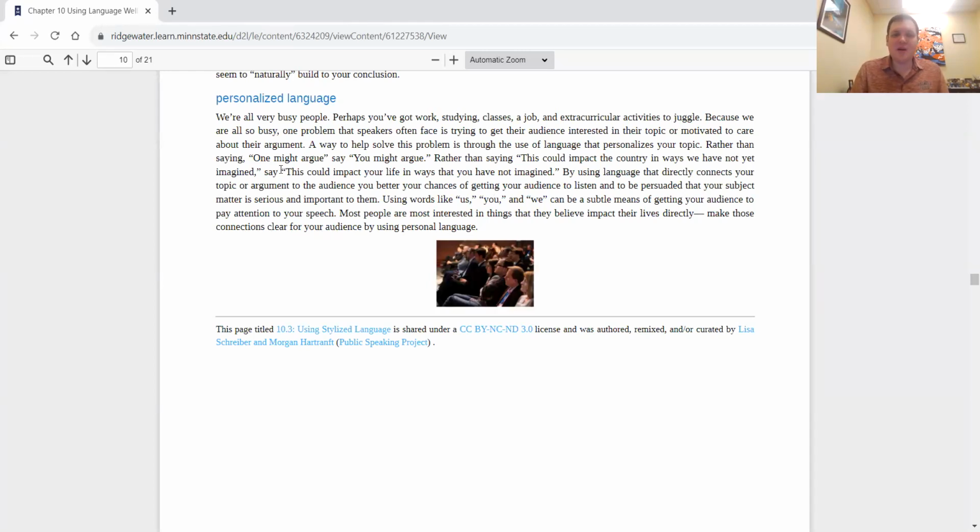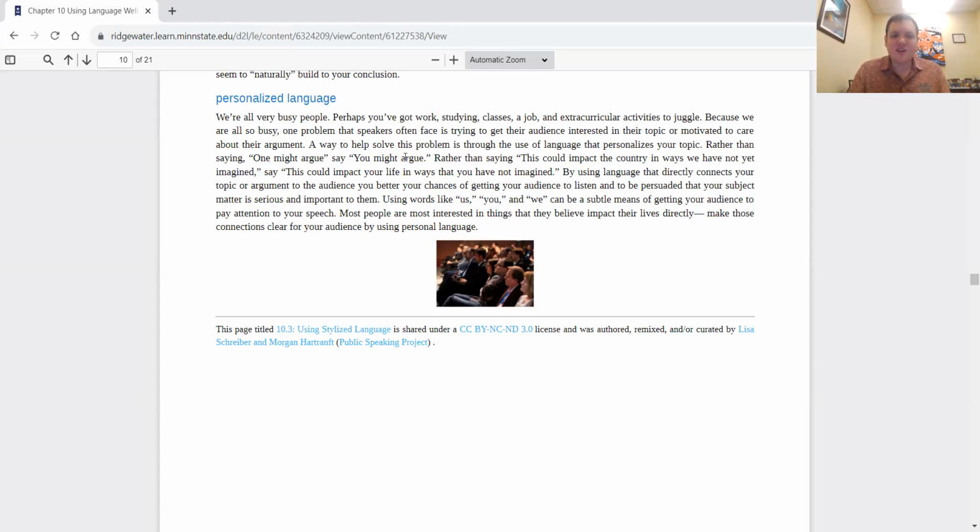So you can say "one might argue" versus "you might argue." You want to personalize it for your audience. So you have a group of people, you're really talking to them. It says by using language that directly connects your topic or argument to your audience, you have better chances of getting your audience to listen and be persuaded that your subject matter is serious and important to them.